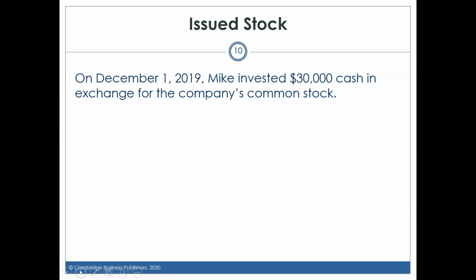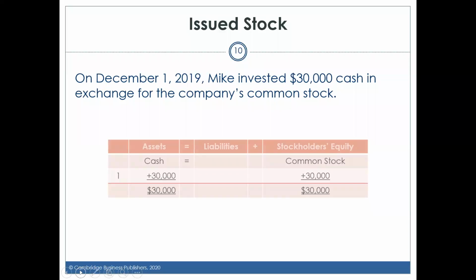So on December 1st, 2019, Mike invested $30,000 cash into Mike's Bikes. In exchange, Mike's Bikes, the company, gave Mike some of the company's common stock. So from Mike's Bikes standpoint, it's always from the company's standpoint, they just received $30,000 from this person named Mike. And in exchange, they gave Mike some shares of stock. So that's the economic event that happened. And we have to account for that.